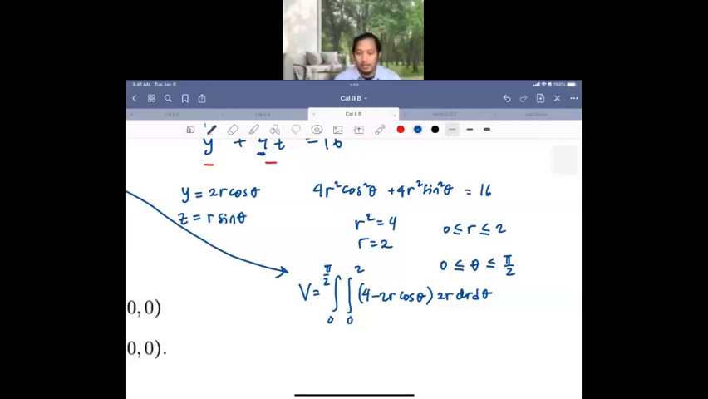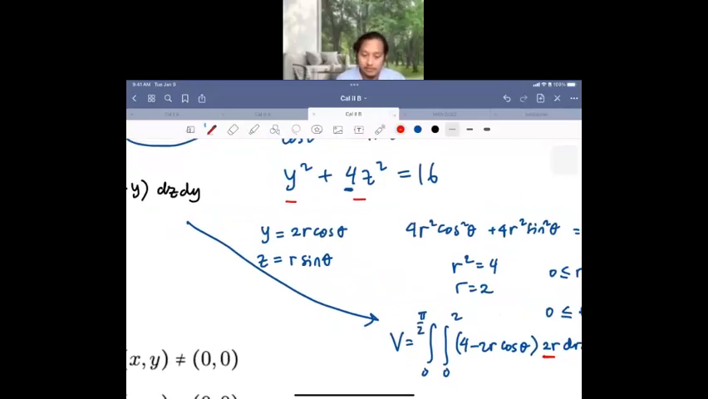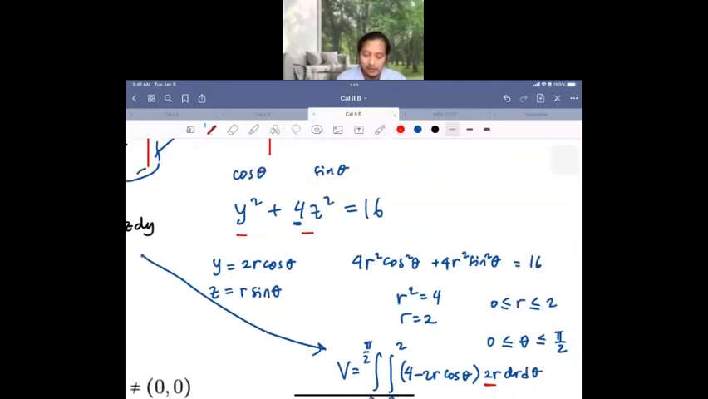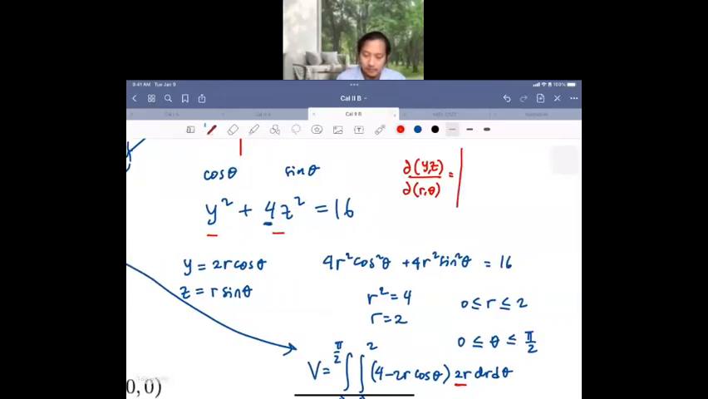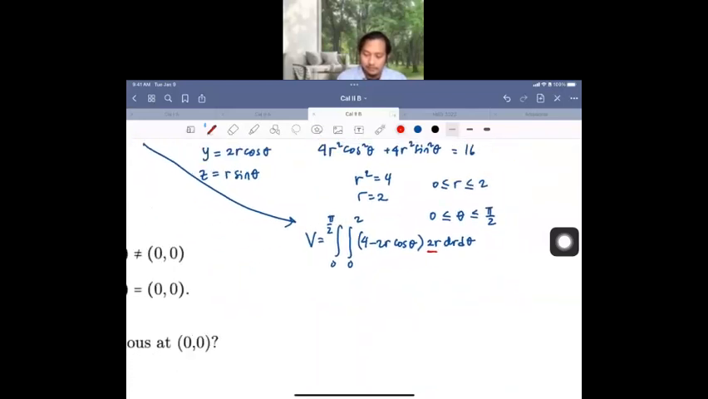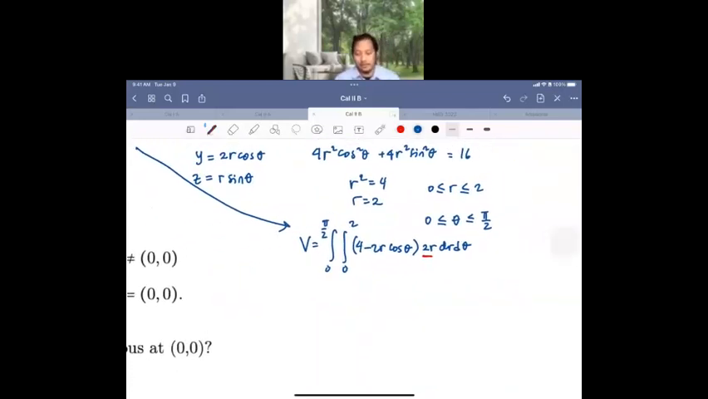Now how do we get the 2r? This is a little bit related to the Jacobian. The Jacobian of y, z with respect to r, theta. If you want to prove that this is 2r, okay, this ends up with 2r, and solve this.